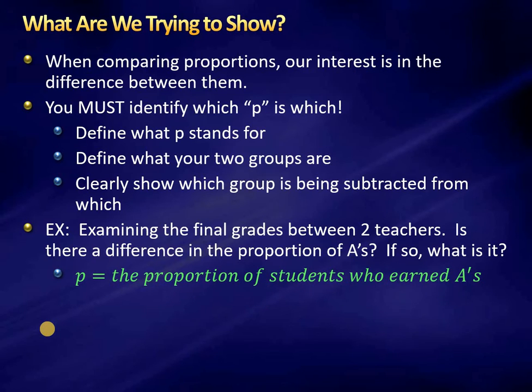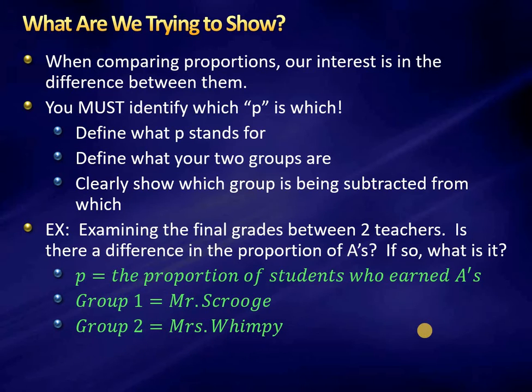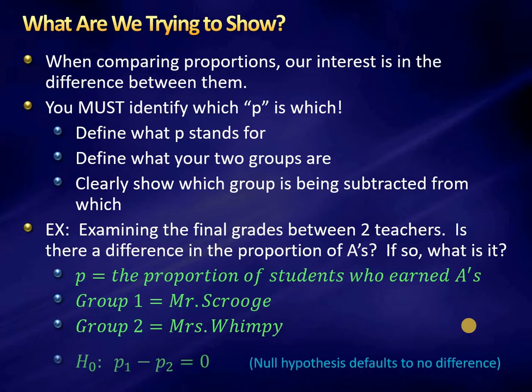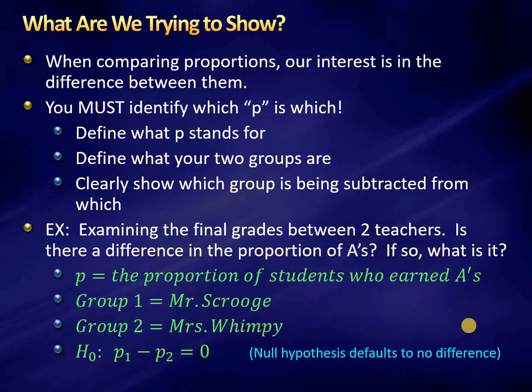If I'm going to be comparing final grades between two teachers, I would say P is the proportion of students who earned A's. So what is it that I'm talking about? Then I would define my groups. So I would say group 1 is Scrooge, 2 is Wimpy, because this kind of goes back to the problem we had in the very beginning, which you've probably forgotten about. And then for my null hypothesis, you would set which your order is.